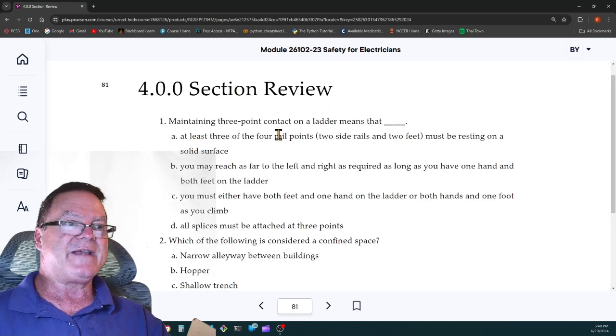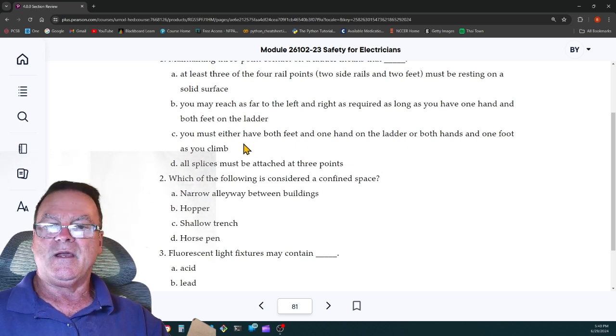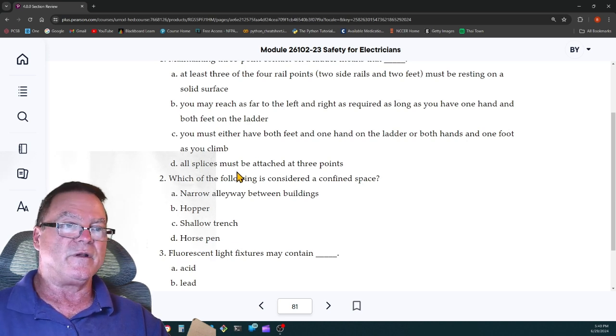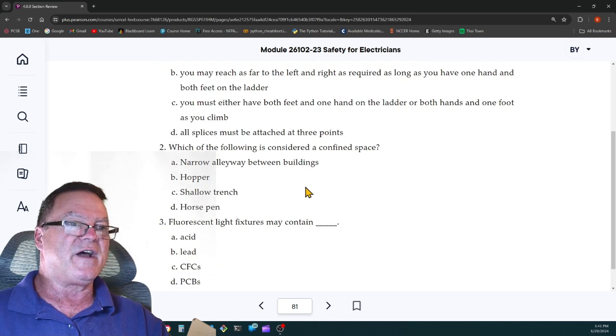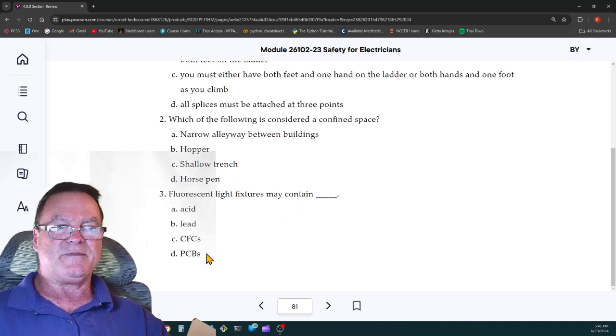4.0.0 section review. Maintaining 3-point contact on a ladder means that at least 3 of the 4 rail points, no. You may reach as far, no. You must either have both feet and one hand on the ladder or both hands and one foot. C. 3 points. 3 of your points. 2 feet, 1 hand, 2 hands, 1 foot. Which of the following is considered a confined space? Narrow alleyway between buildings? No. A hopper? Yes. Shallow trench? A horse pen? A hopper. Fluorescent light fixtures may contain PCBs.